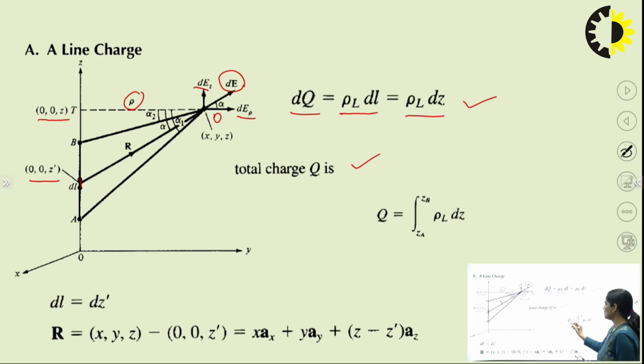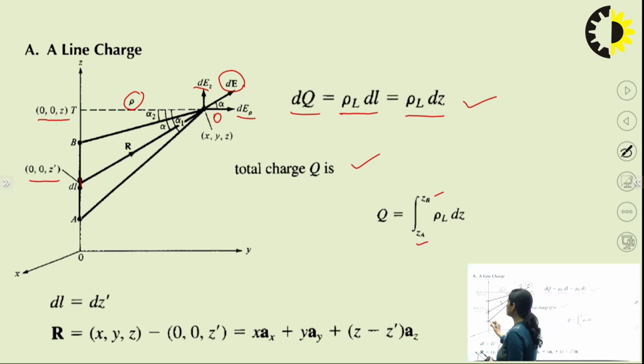Now find the charge on this line. That is q equal to the integration from za to zb. Here there is a line AB, so integrate from A to B. So write down the value of charge, that is rho L dz. Now find the charge by solving this integration. Here dl is equal to dz dash. You can consider this as the height, so dz is replaced by dz dash if you are considering differential length. So dl is equal to dz dash.